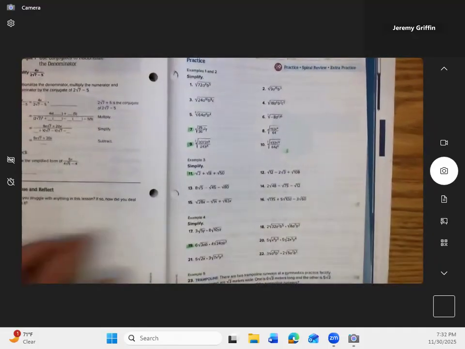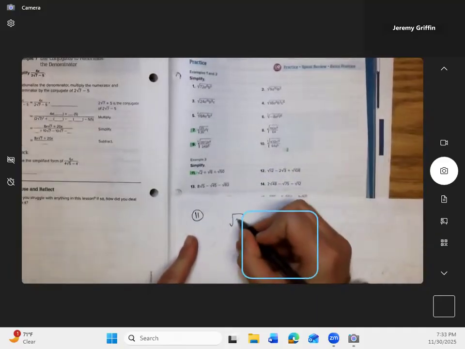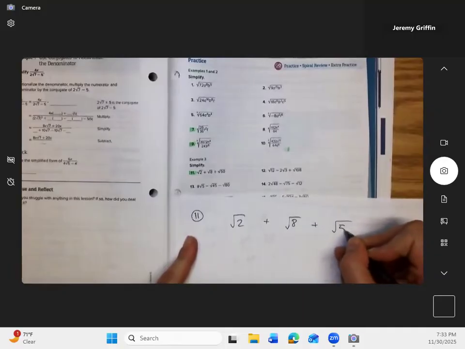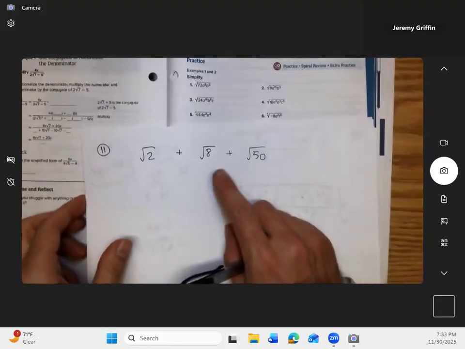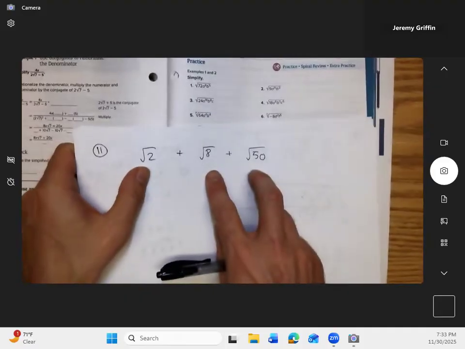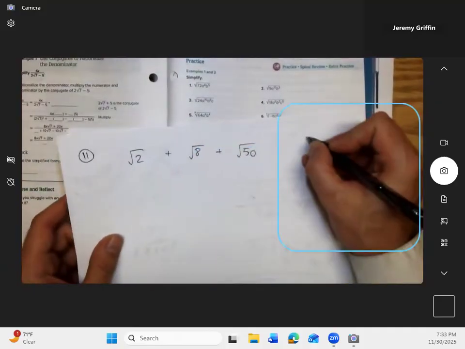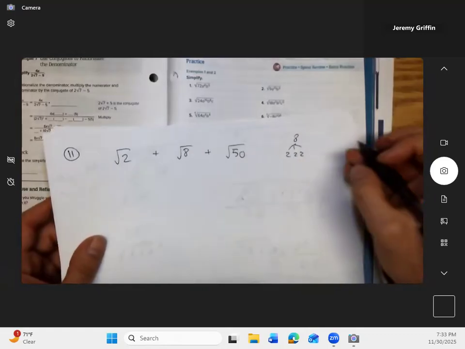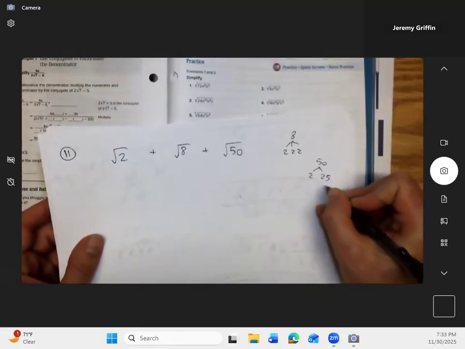All right, number 11, simplify. Oh, so we're adding the root 2 plus the root 8 plus root 50. Well, at first it looks like apples and oranges and bananas, right? But I think I can simplify these and get these all in terms of the root 2. And then it'll be apples, apples, and apples. Let's do that. Because I know 8 is 2 times 2 times 2. I know 50 is 2 times 25, where 25 breaks down to 5 times 5.